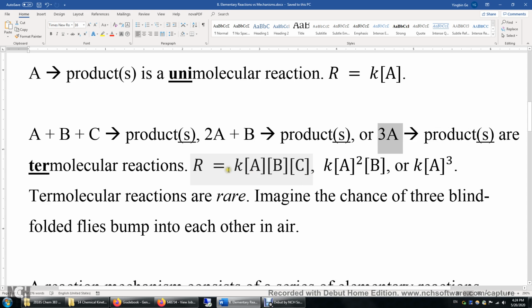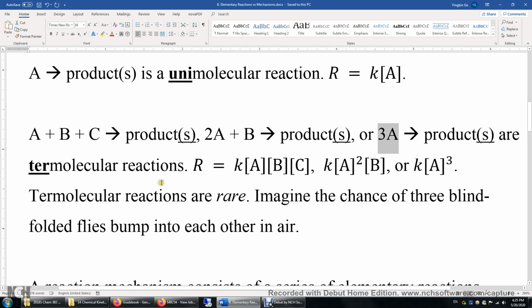So what's the reaction rate? For the first example, A plus B plus C, you see the coefficients in front of A, B, C are 1, 1, 1. Therefore, the reaction rate is k times [A] times [B] times [C]. For the second reaction, if you look at the coefficient in front of A, that's 2. Therefore, this reaction rate is k times [A] to the power of 2 times [B]. And then the last example, the reactants are 3 A's. Therefore, the reaction rate is k times [A] to the power of 3. Again, we're talking about elementary reactions here.